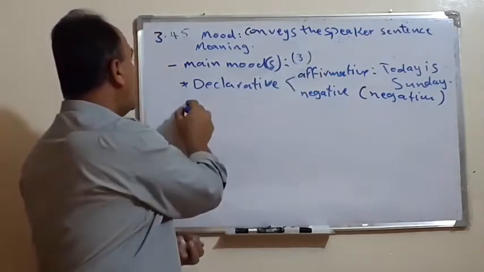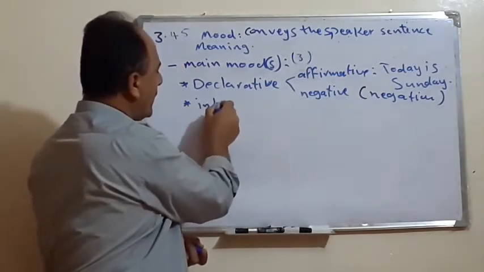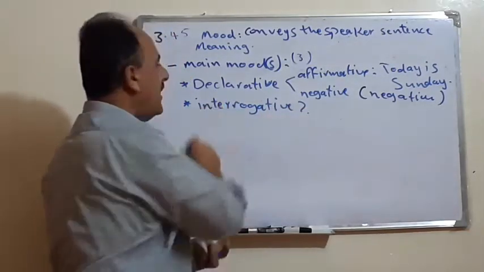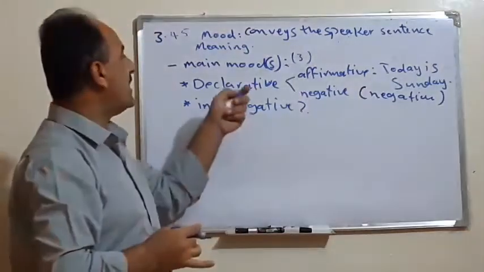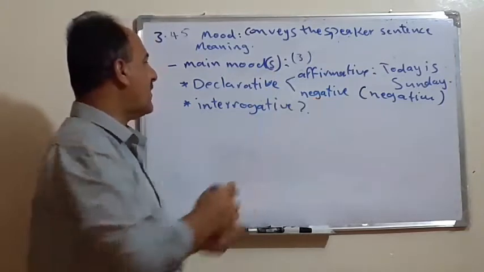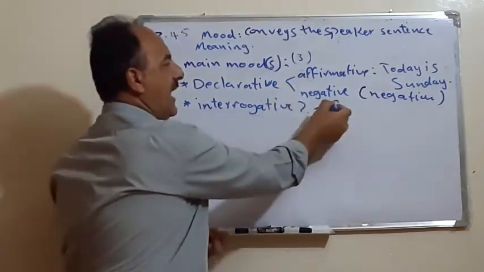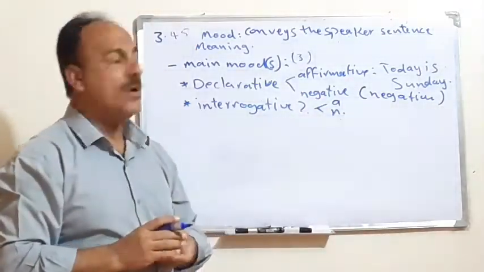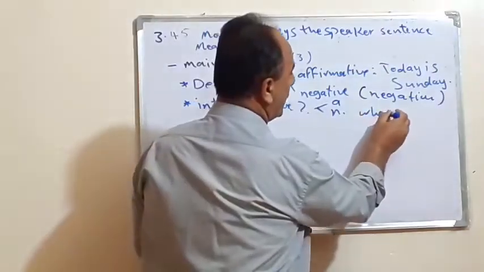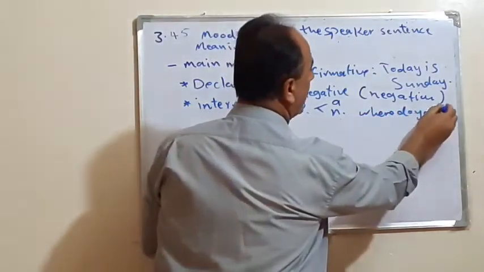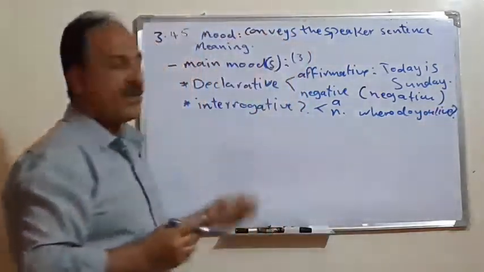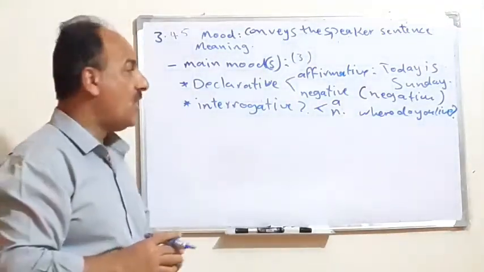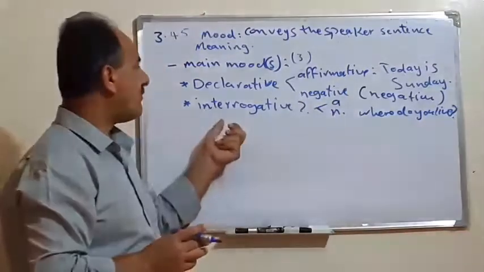The second category is what we call the interrogative. Of course, you know what is meant by interrogative. Interrogative means questions. And again, since we have affirmative and negative, also in interrogative we have affirmative and negative interrogative. For example, where do you live? This is interrogative. Interrogative means a question. Or, don't you like playing chess, for example? This is negative interrogative.